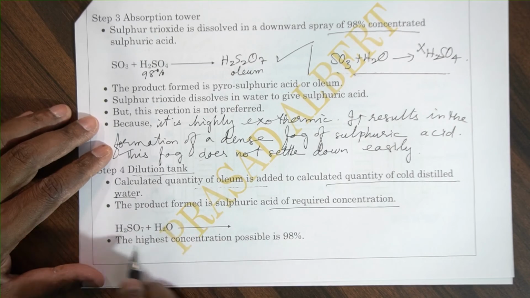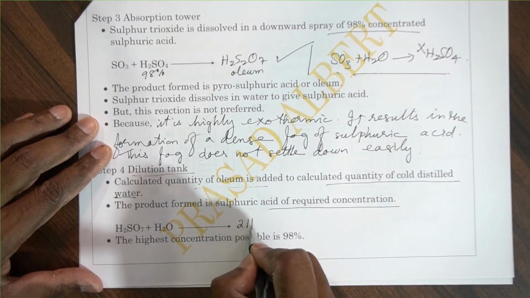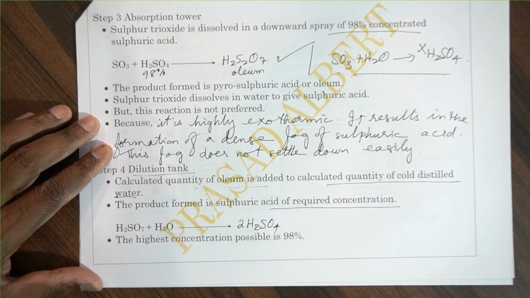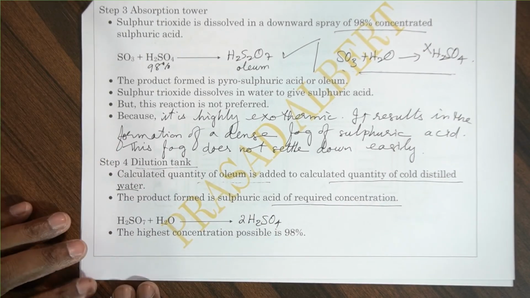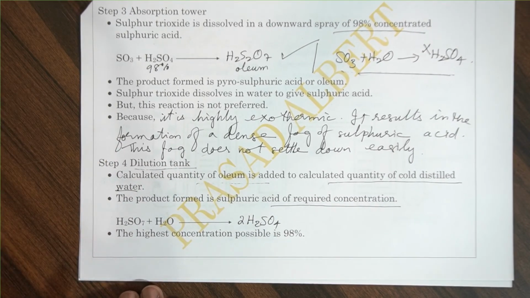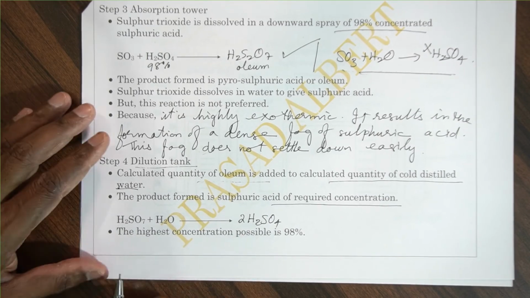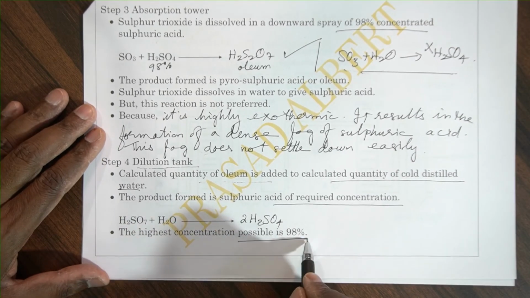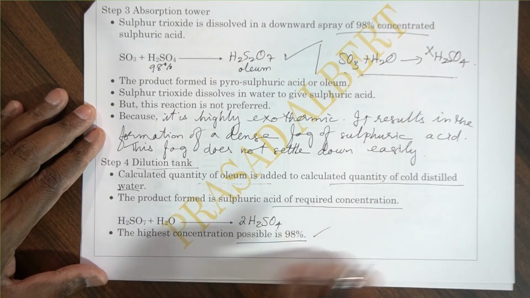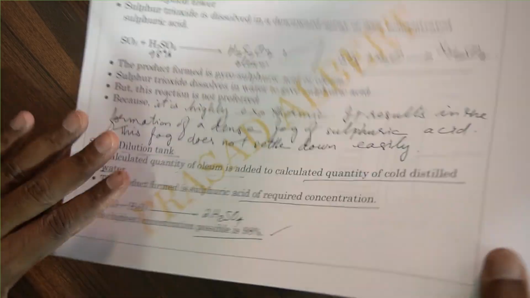So the reaction H2S2O7 plus H2O will give H2SO4. Sulfuric acid is formed. If you add excess water, it will be dilute. If you add minimum water, then you will get a concentrated sulfuric acid. The highest concentration possible is 98%. So that is how we get sulfuric acid.